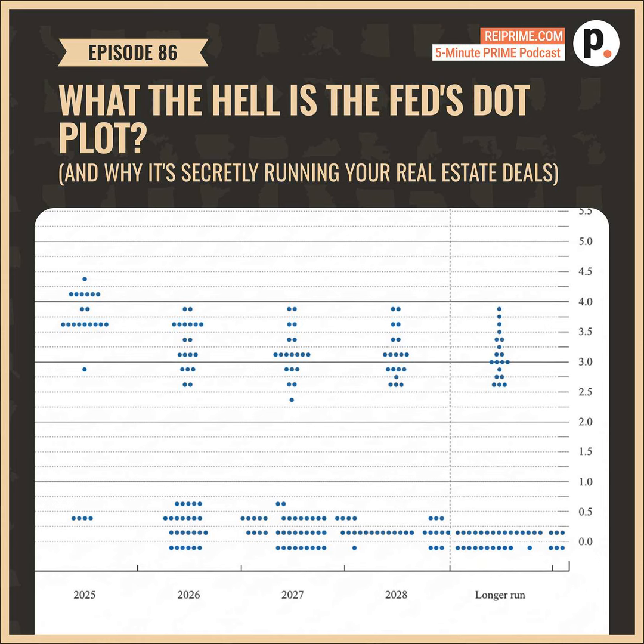Okay, so it's a forecast from a bunch of economists. Why does it cause the stock and bond markets to swing so wildly? Because, as we discussed back in episode 78, your mortgage rate has a very close relationship with the 10-year U.S.